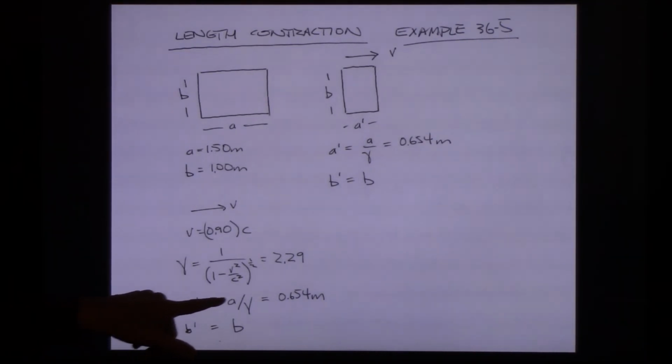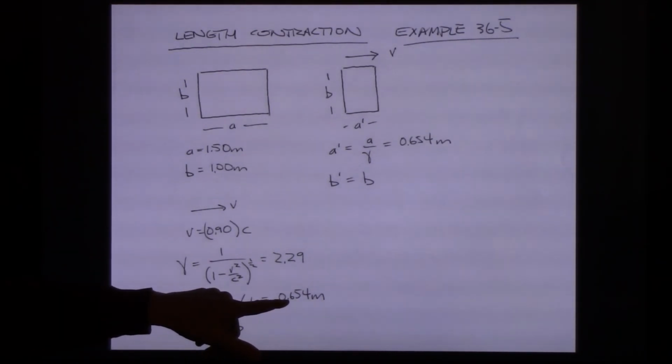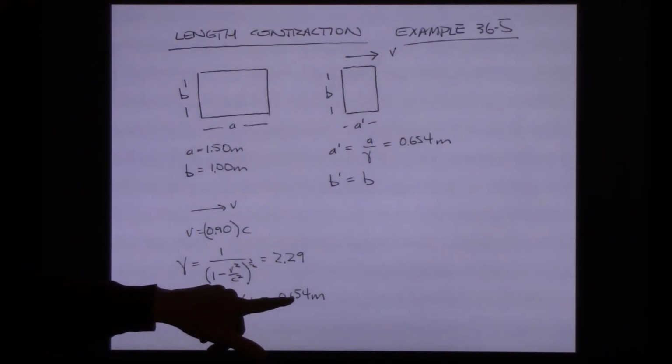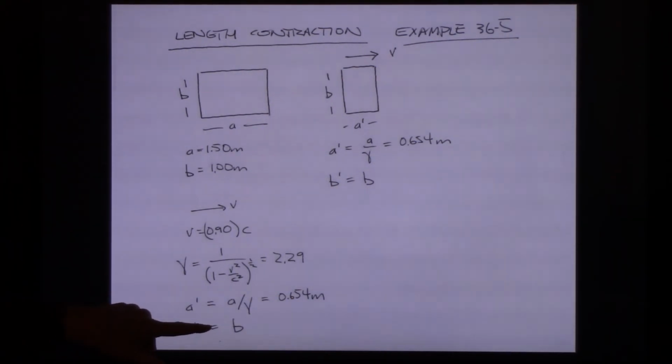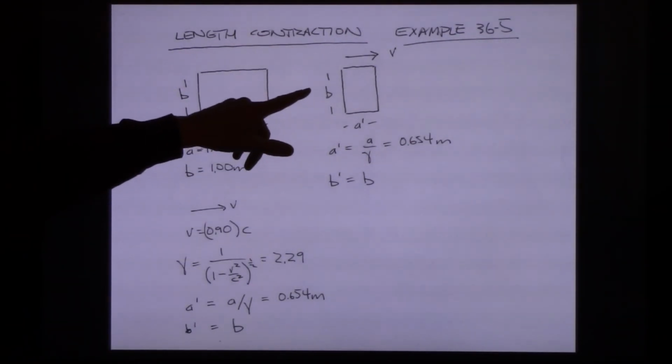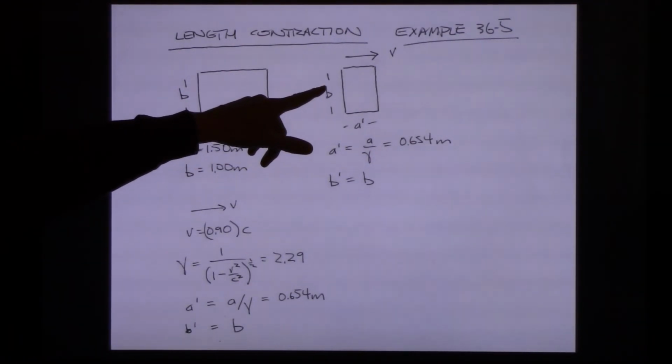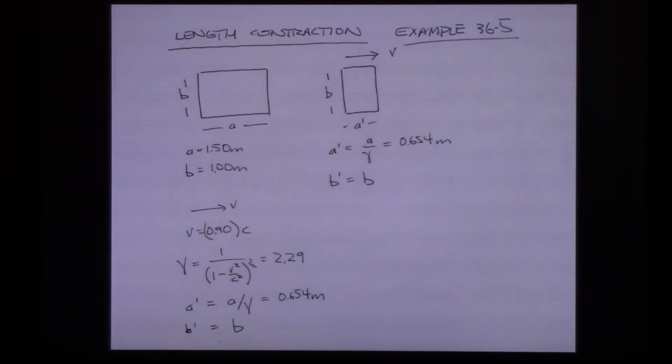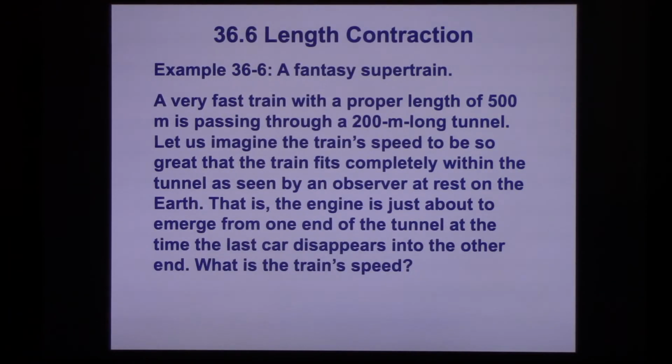A prime turns out to be 65.4 centimeters. So that's quite a bit of shortening, but B prime is just equal to B. That's going to be the 1 meter that we had before. Okay, that's the kind of problem you want on the midterm, right? Something like that. All right, here's a more extreme case.